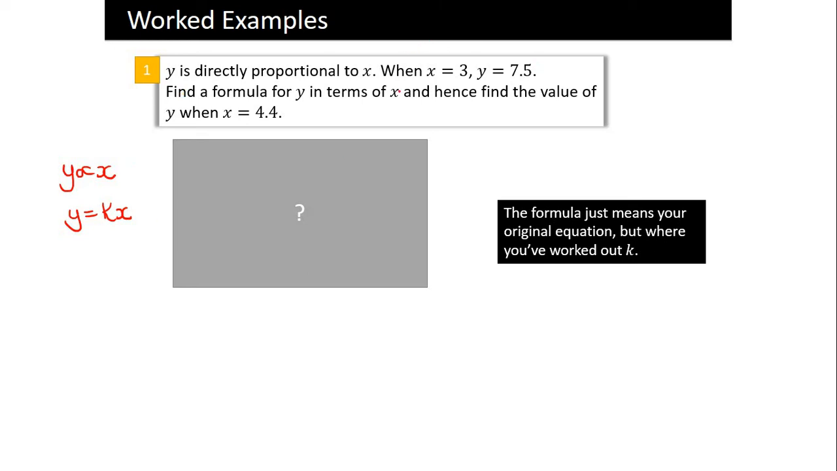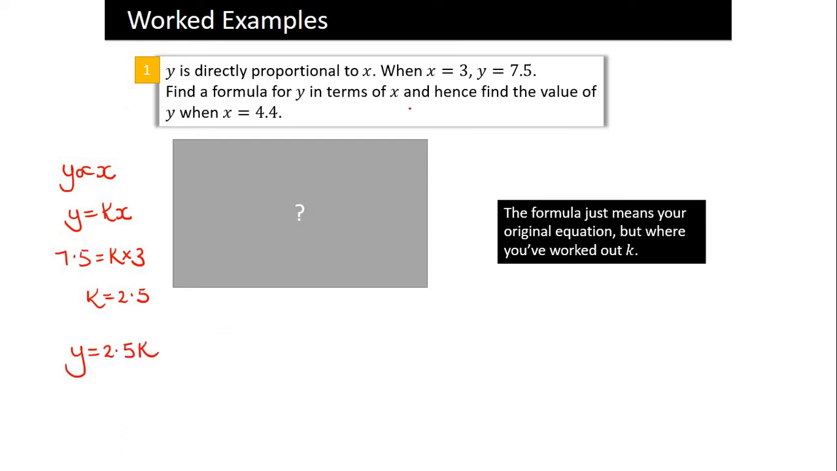Then we use the information we're given. So when X equals 3, Y equals 7.5. So I'm going to replace Y with 7.5, and I'm going to replace X with 3. This would mean that if I do 7.5 divided by 3, I can work out that K is equal to 2.5, and I can substitute it back into my formula.